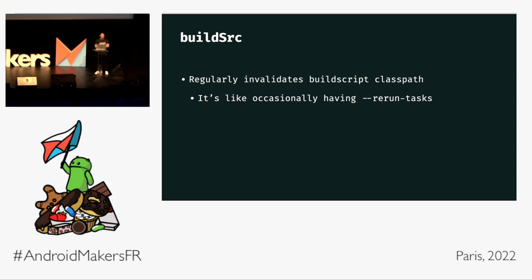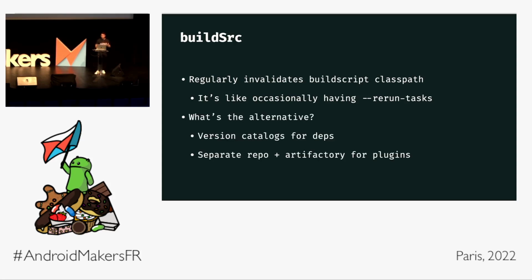And there are better alternatives for at least those two cases that I mentioned. For dependencies, you have version catalogs, which is a newer Gradle feature that will let you put it all in a nice TOML format. And for convention plugins, you could just put them in a separate repo and upload artifacts to an internal artifact tree. It's a really significant difference. We moved away from using build source at Slack about a year and a half ago or so, and we've never looked back on it.